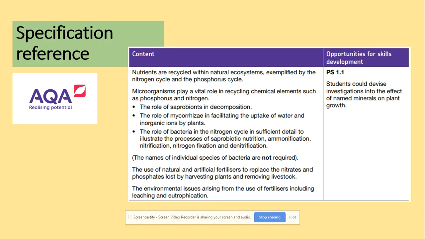So in terms of the specification, you need to be able to describe the role of the bacteria in the process of nitrogen cycle, and you need to be able to describe this process in terms of four main aspects, which are ammonification, nitrification, nitrogen fixation, and denitrification. What's important, you don't really need to know the species of the bacteria which are included in the process. You just need to know the overall types of the microorganisms.